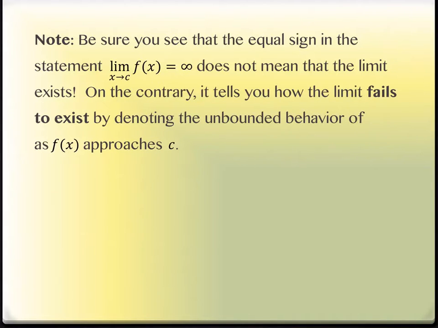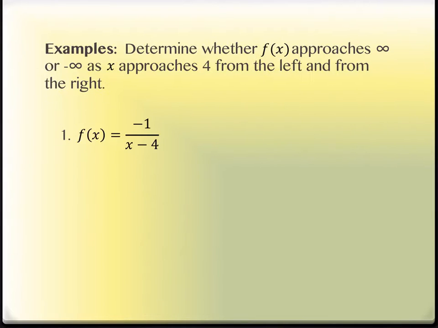Okay? All right, so we're going to do an example. We're going to determine whether f of x approaches infinity or negative infinity as x approaches 4 from the left and from the right. So what we're going to do is find two one-sided limits. And we can do this in a number of ways. We can do it from a graph, or we can do it from a numerical point of view, like plugging numbers into our calculator. Okay? We can't plug in 4 though, right? What's going to happen if we try?